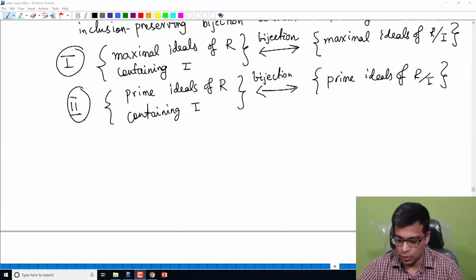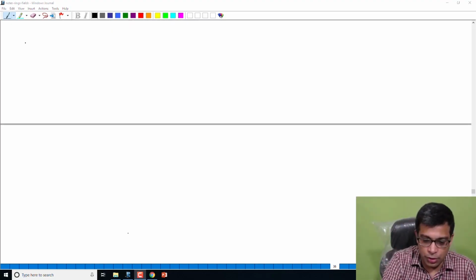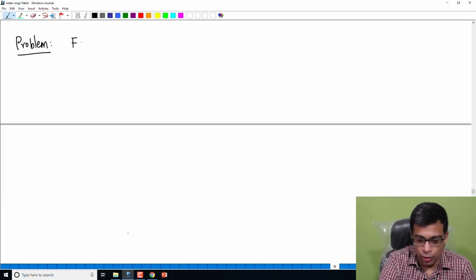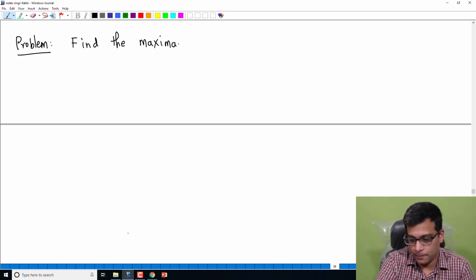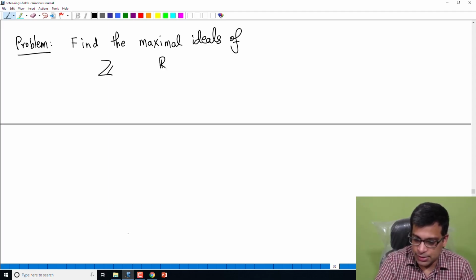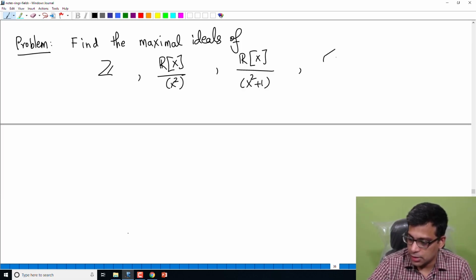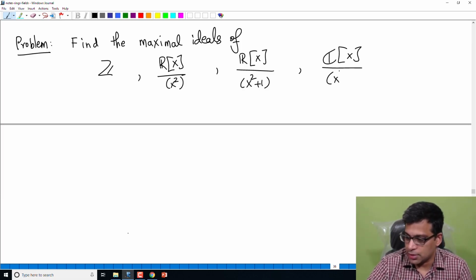And in this problem, I will also recall some facts that we have learned before. So the problem is to compute the following. Find the maximal ideals of Z and R[x] mod x squared, R[x] mod x squared plus 1, and C[x] mod x squared plus 1.